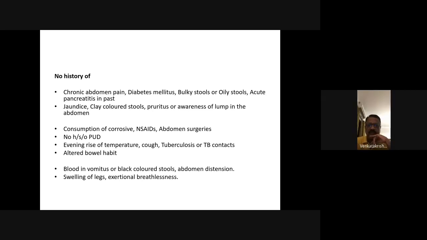So in this slide where there is the negative history, the most relevant things are altered bowel habits, GI bleed, swelling of legs and exertional breathlessness. Possibly that should have been added before you said no history of that. There is no consumption of corrosive. I don't know how you correlated corrosive. Corrosive injury does not come with early satiety, isn't it? They have a definite history of ingestion of corrosive. And how long does fibrosis take to occur after corrosive? Usually 4 to 6 weeks. Okay, 4 to 6 weeks.